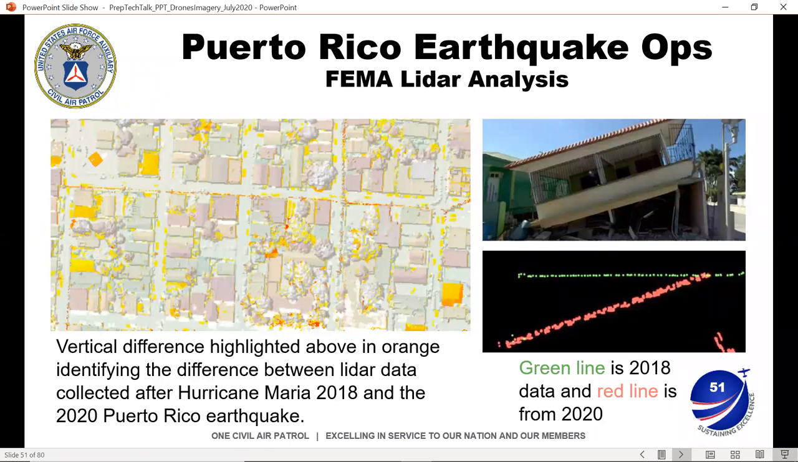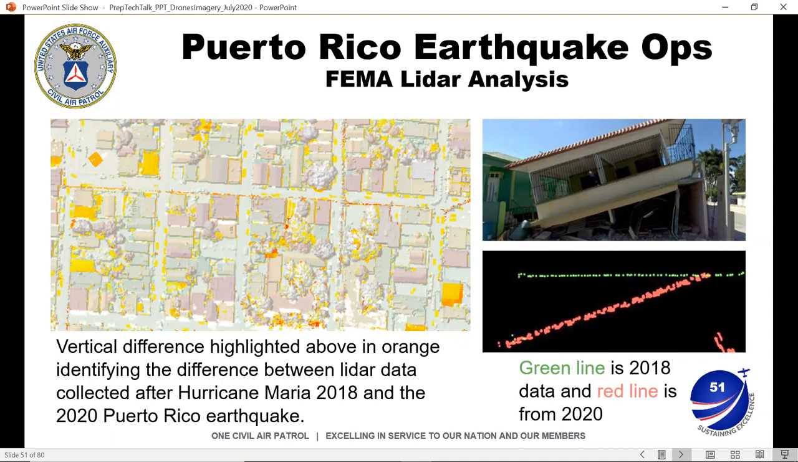Additionally, our LIDAR data, we were able to take that LIDAR data that was pre-Hurricane Maria, post-Hurricane Maria, and then compare that to the Puerto Rico earthquake LIDAR data. And in this case, you can see the building in the upper right. There was some question as to whether it was damaged during the hurricane the year before, or was it damaged from the earthquake? Using the data that was captured in 2018, post-hurricane, you can see the building was upright and had not shifted at all.